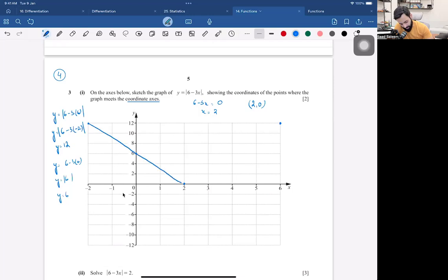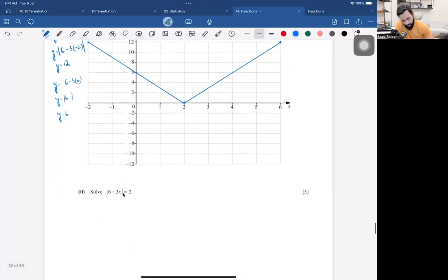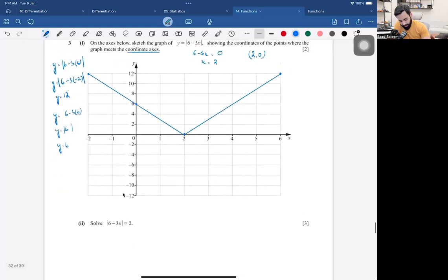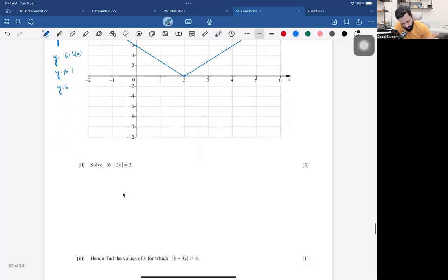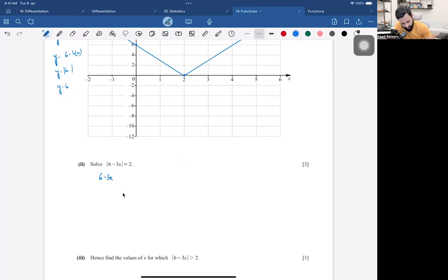So here is the first half. There we go. And here's the second half. That's it. Job done. Solve 6 minus 3x is equal to 2. So you can see, to be a step ahead, that we should get 2 points of intersection, maybe 1.5 and 2.5, but let's find out. So 6 minus 3x is either equal to 2 or, remember, when the modulus sign is removed, we use a plus minus.